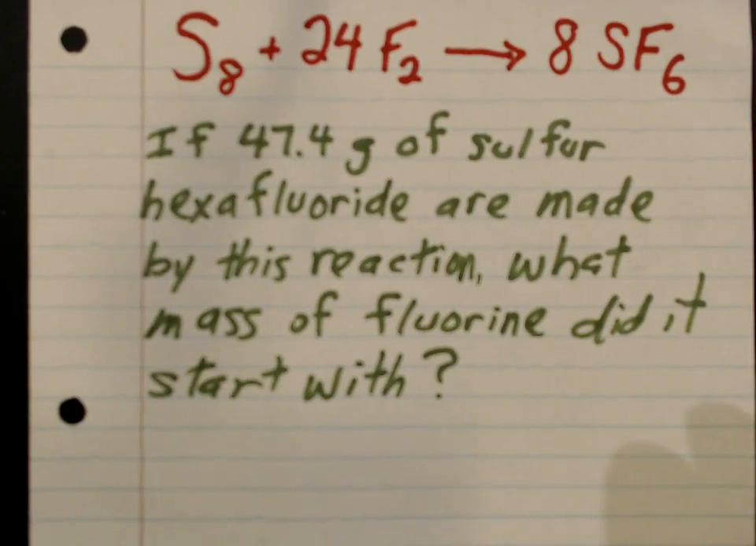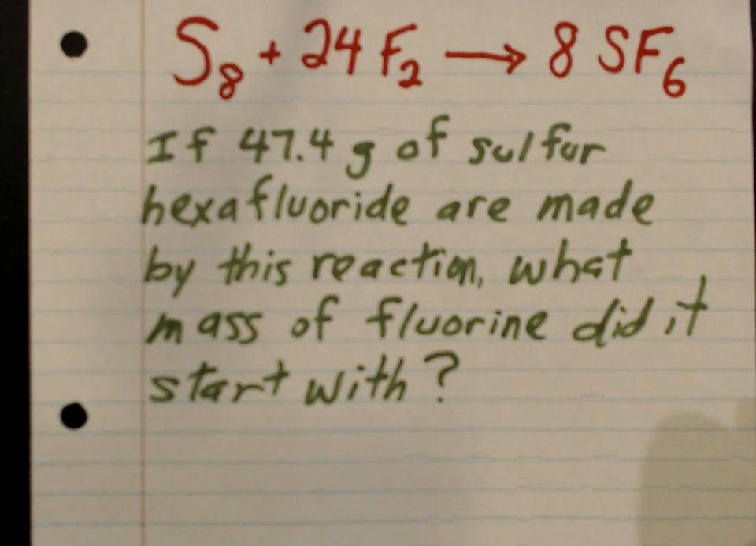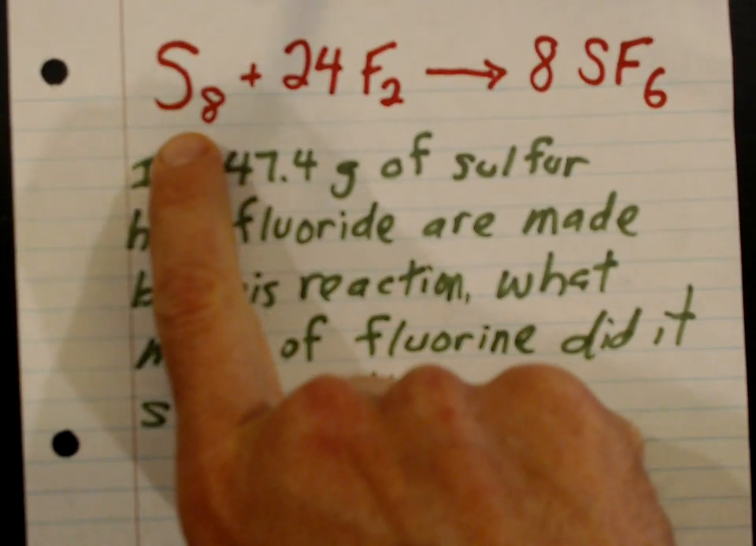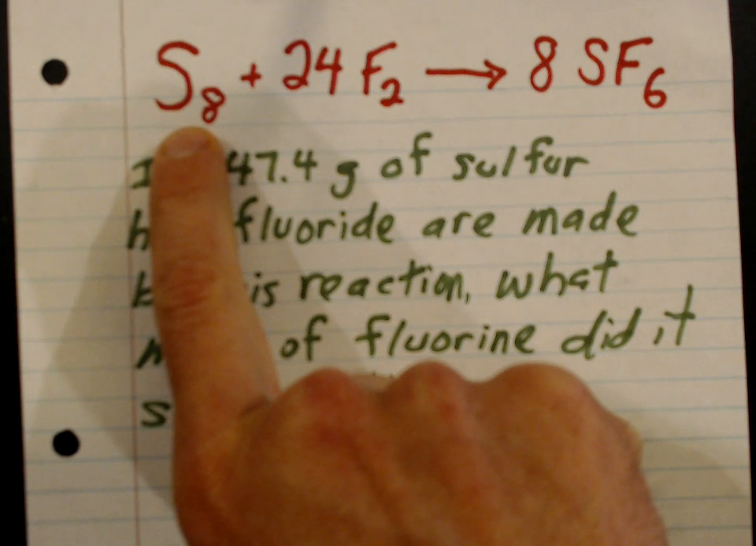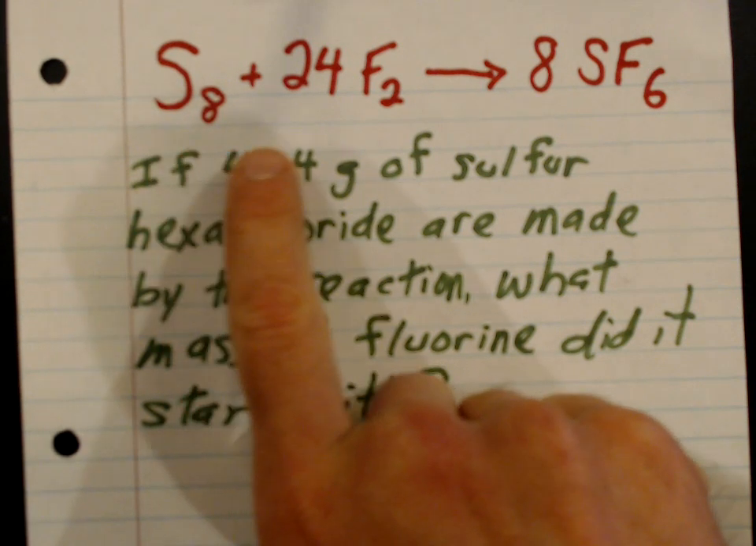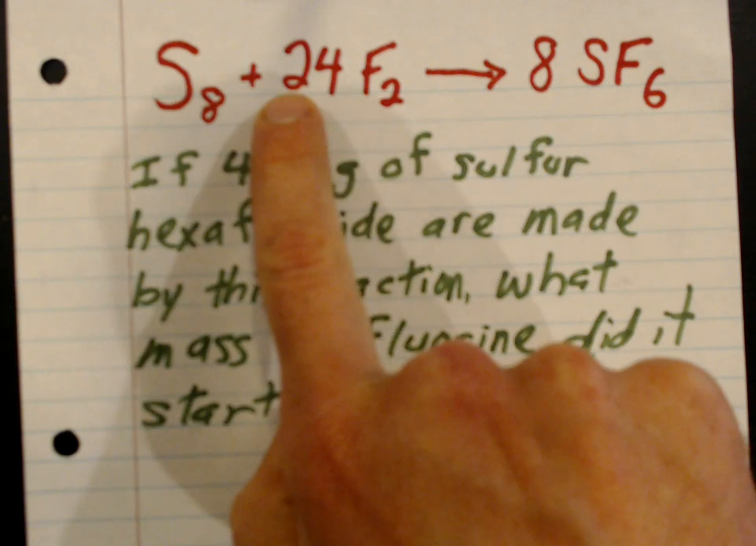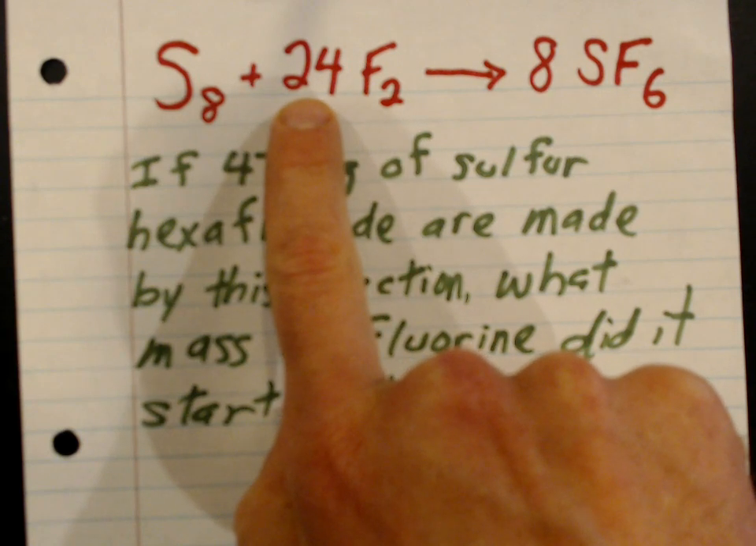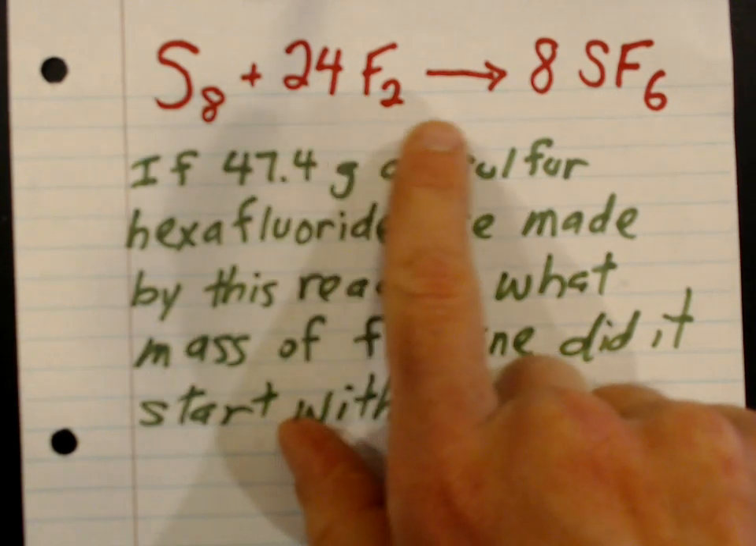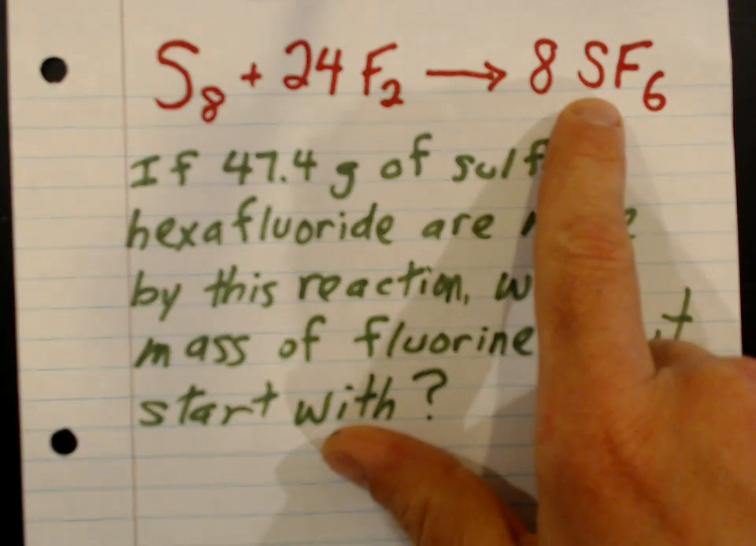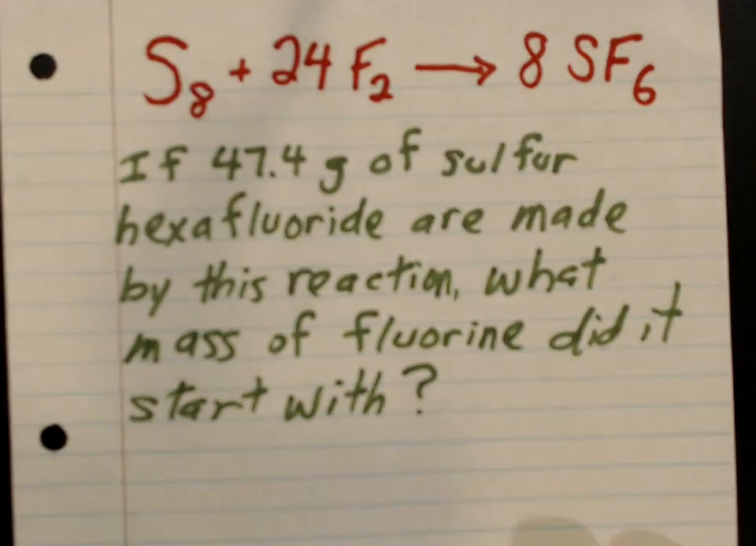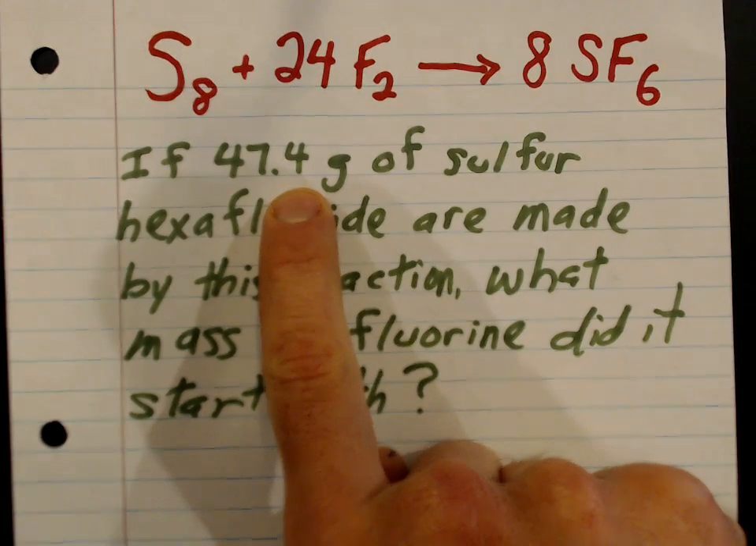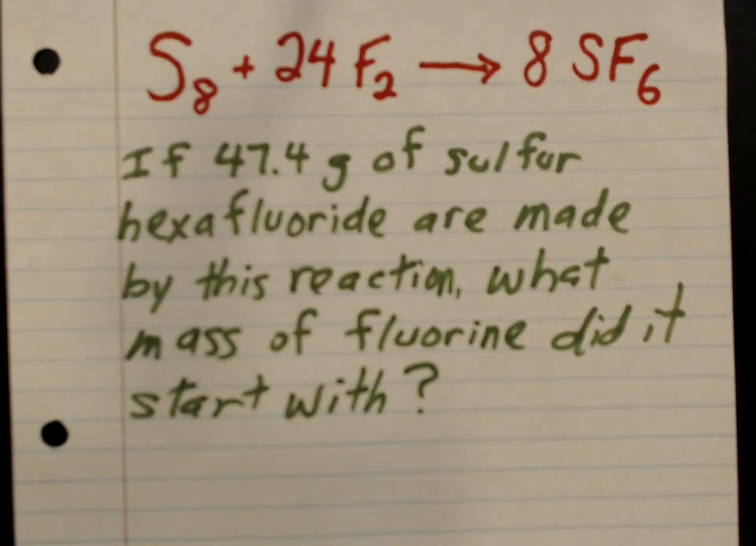It's time for a second example of how to do a mass stoichiometry problem. Here we go. Balanced chemical equation. We have sulfur, whose formula is S8, combining with fluorine. Yeah, that's a coefficient of 24. Holy moly. Producing 8 moles of sulfur hexafluoride. If 47.4 grams of sulfur hexafluoride are made by this reaction, what mass of fluorine did it start with?